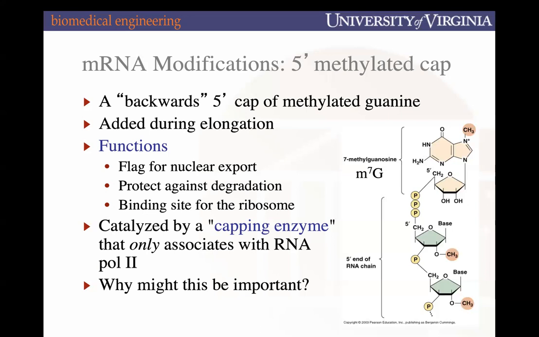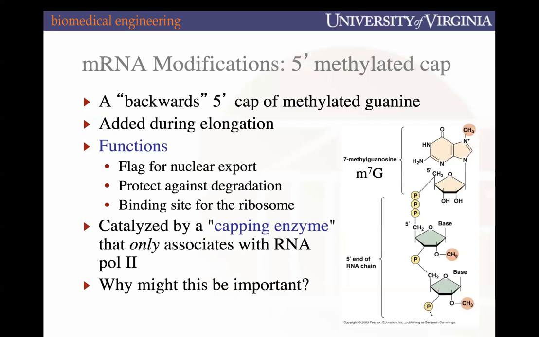It's also a huge help as a site at which certain proteins will bind at the cap to help with stability so that it's not degraded. And it's also a key binding site for ribosomes when it's outside the nucleus, when we're going to make proteins with it during translation. But there's a key capping enzyme that mediates the addition of this 5' methylated cap that only associates with products from RNA polymerase II.